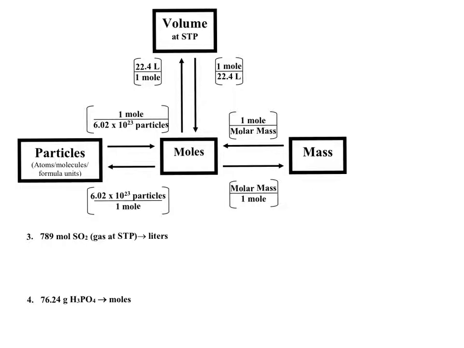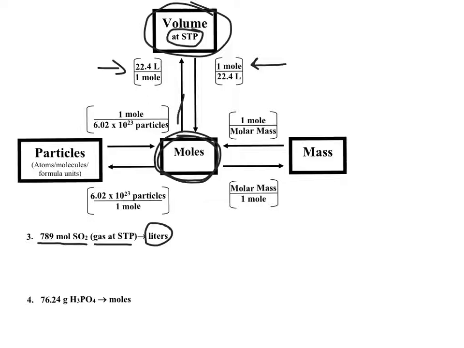Problem number 3, looks like we're starting with 789 moles of sulfur dioxide. Okay, so I'm starting at Mole Island. And it says it's a gas at STP. That should be a hint to me right away that if I need to convert to volume, it has to be at STP in order for these fractions to work. And in this case, since I am going to liters, that's exactly what I'm going to be doing.